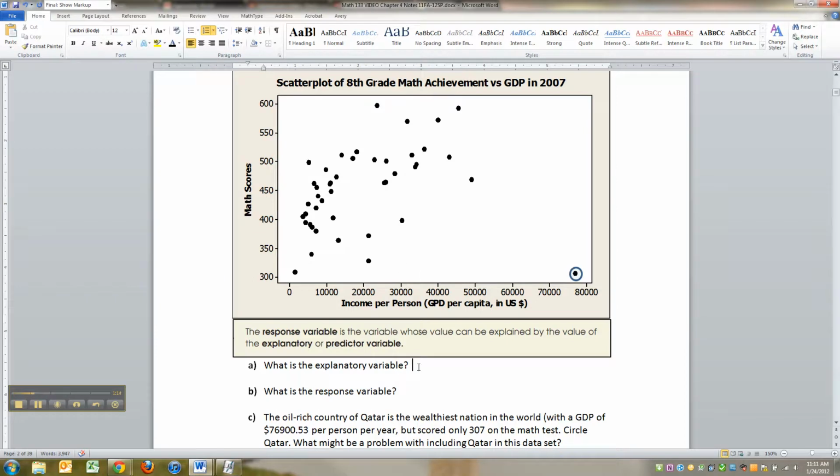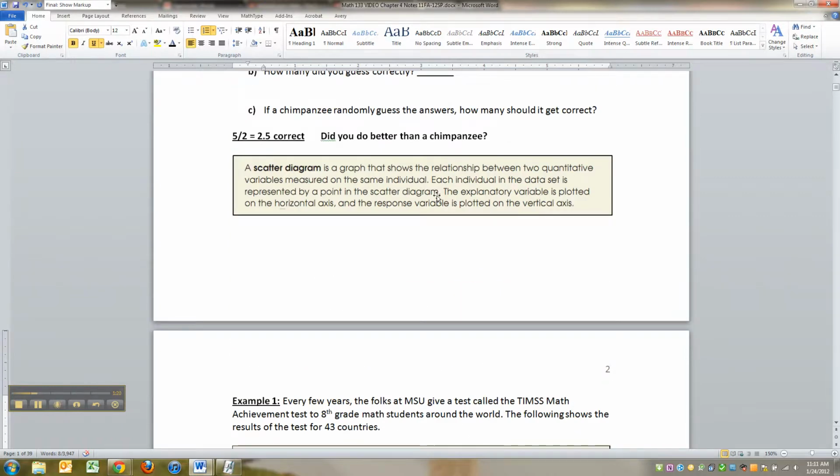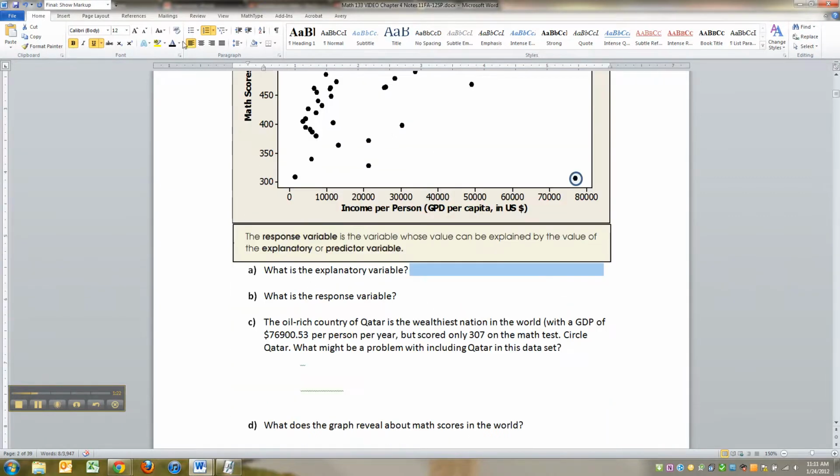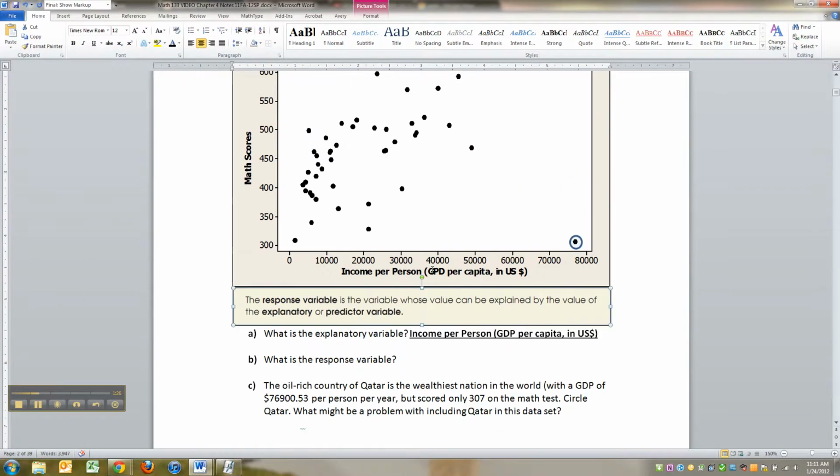Now, what is the explanatory variable in this case? Well, explanatory variables go on the horizontal axis, as was mentioned up here in the definition of a scatter diagram. So the explanatory variable is income per person, which is the gross domestic product per capita. So what they do is they take all the stuff a country produces and they figure it out in dollars, and then they divide it by how many people there are in that country, per capita. Capita meaning head, right? In Latin, well, caput meaning head.